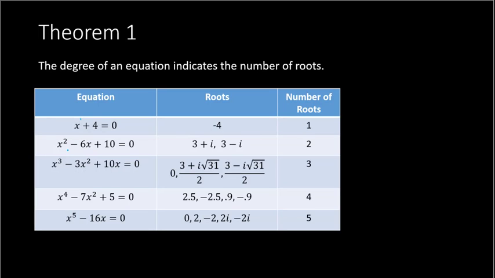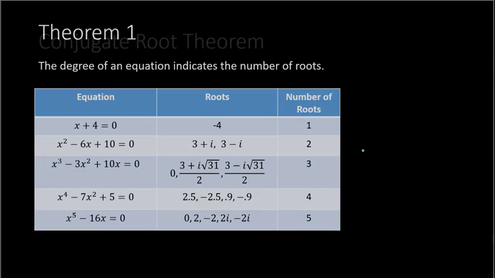Whereas the second equation is a quadratic equation with an exponent of 2. The degree is 2, and so we have two roots, and we see them listed here as 3 plus i and 3 minus i. So the degree of 2 means we have two roots. If we have a third degree equation, there's going to be 3 roots. Fourth degree, four roots, fifth degree, five roots, and etc. So that's the first theorem.